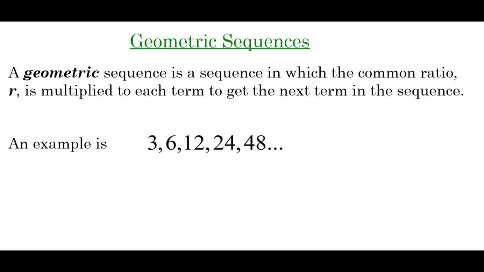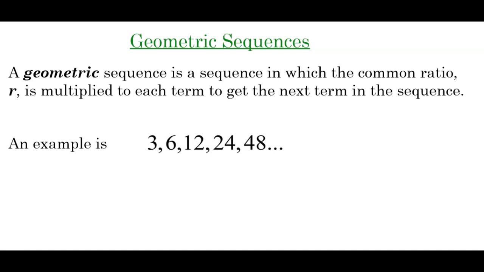Hey everyone, in this video we're going to learn about geometric sequences. A geometric sequence is a sequence in which the common ratio, r, is multiplied to each term to get the next term in the sequence. An example is the sequence 3, 6, 12, 24, 48, continuing on.